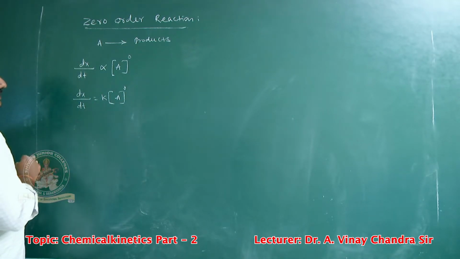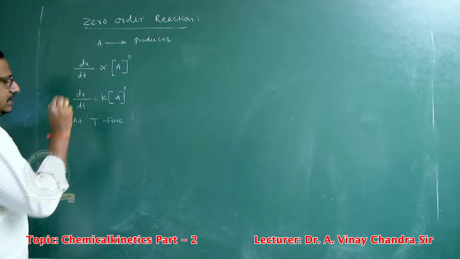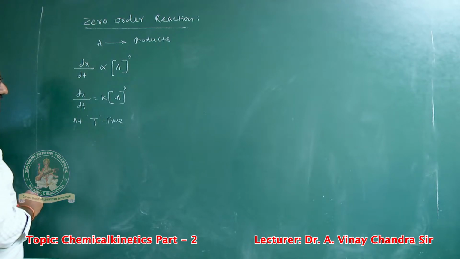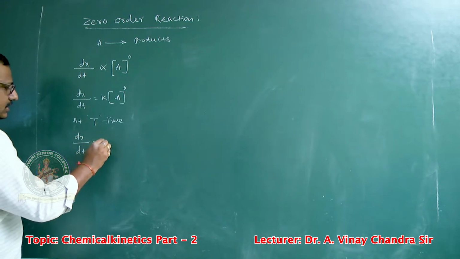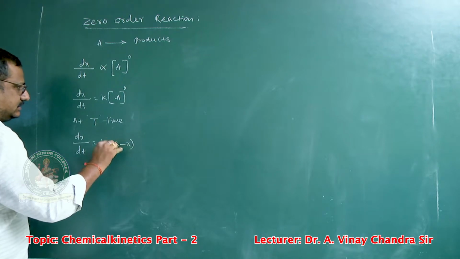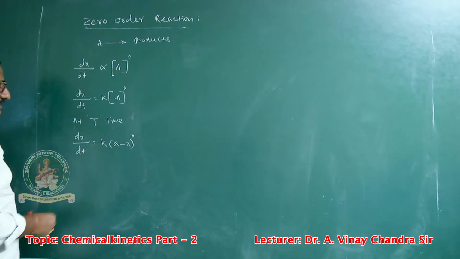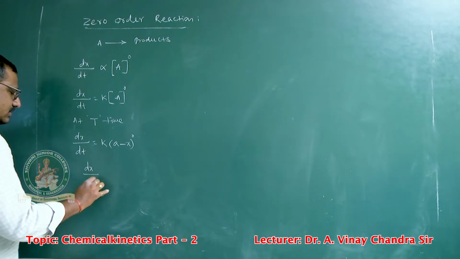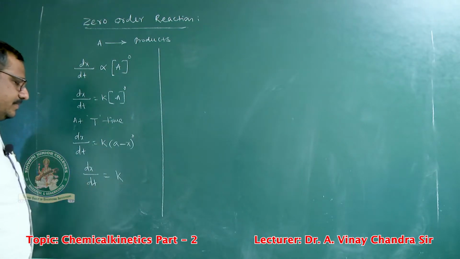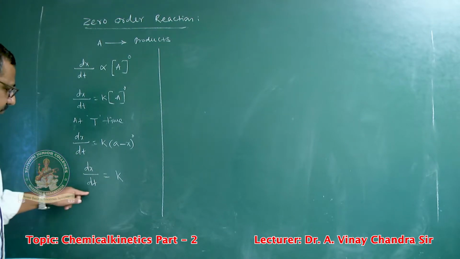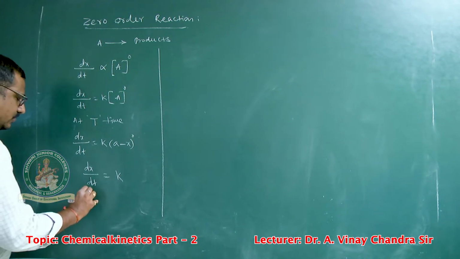Now, the concentration at time t we represent as a minus x. So dx by dt is equal to K into (a minus x) to the power 0, and since the reactant concentration power is 0, dx by dt is equal to K. K means rate constant. Here the rate of reaction equals K. K means rate constant. So we have to rearrange the equation.